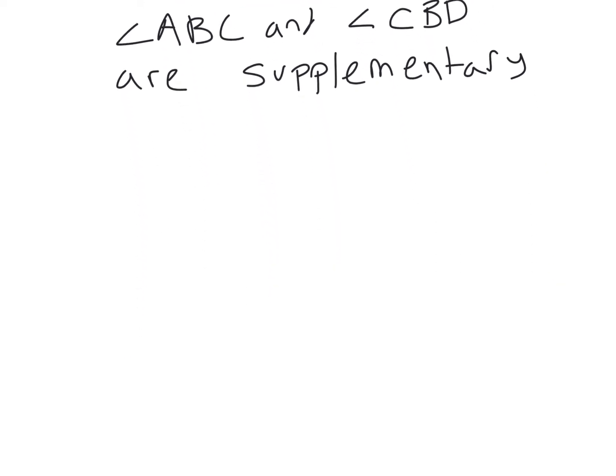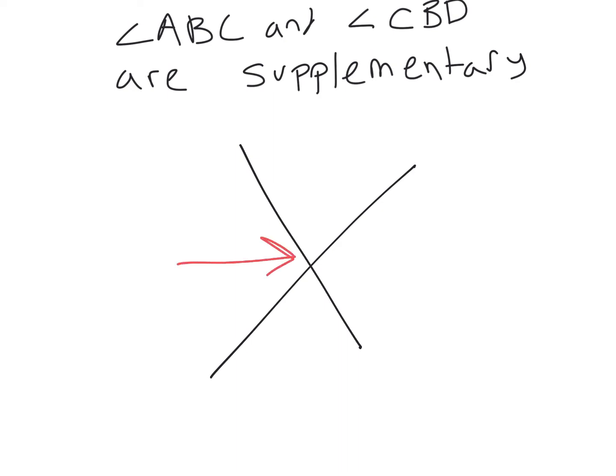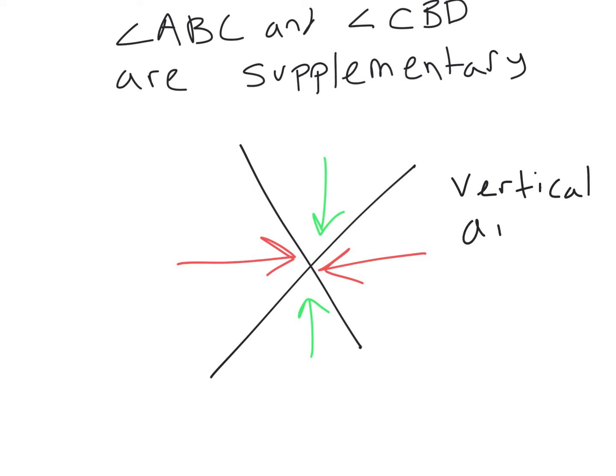You may also recall that when two lines cross each other, opposite angles are the same. So these red angles would be the same, and these green angles would be the same measure. We call these vertical angles. Vertical angles are equal to each other, equal in measure.